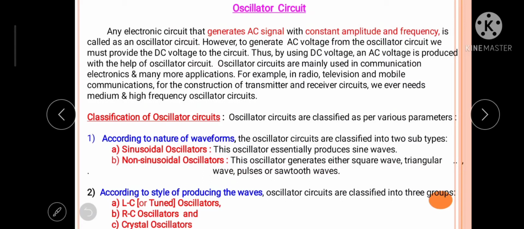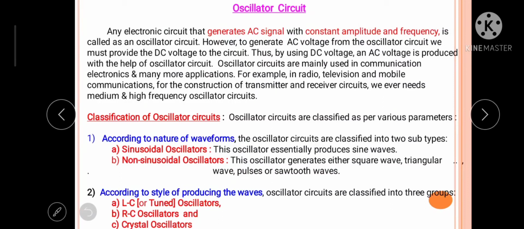Oscillator circuits are mainly used in communication electronics and many more applications. For example, in radio, television and mobile communications, for the construction of transmitter and receiver circuits, we always need medium and high frequency oscillators. If we talk about classification of oscillator circuits, then we can say that oscillator circuits are classified as per various parameters.